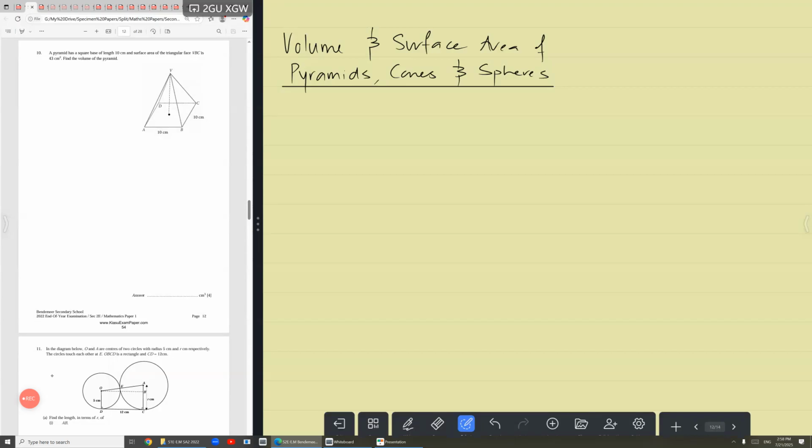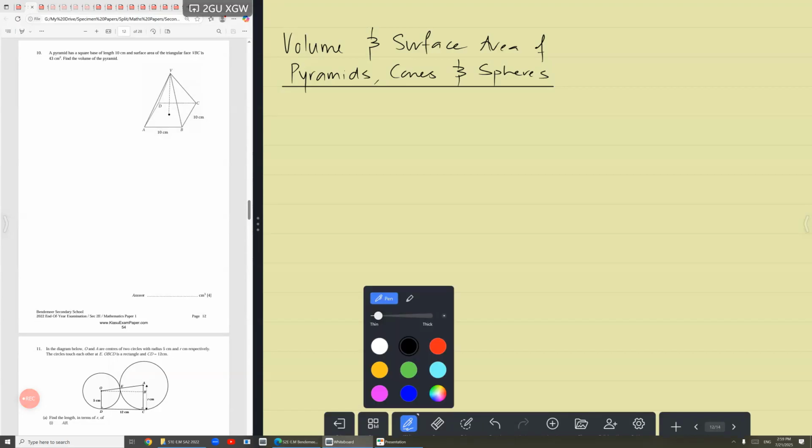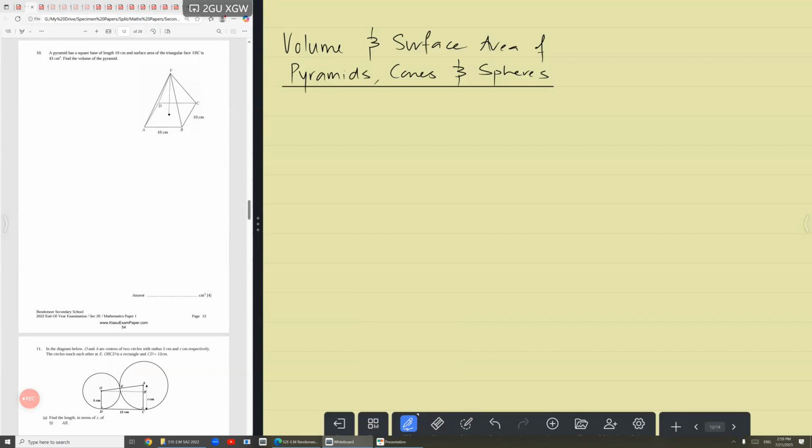Okay, so in this example we have a pyramid which has a square base of 10 cm and the surface area of triangle face VBC is 43 square centimeters. Find the volume of the pyramid. So you notice the marks allocation is 4 marks, right? So it will require quite a number of steps, but don't worry, I'll guide you through to find the answer for this question. Okay, volume of pyramid.